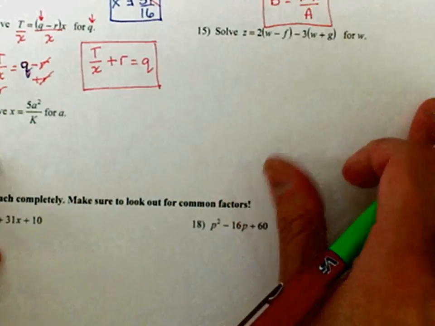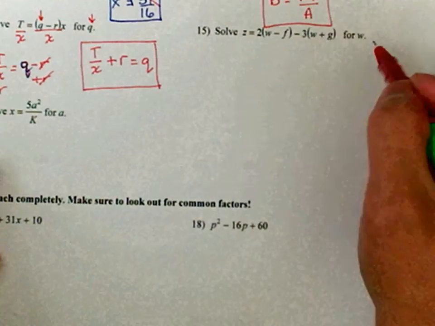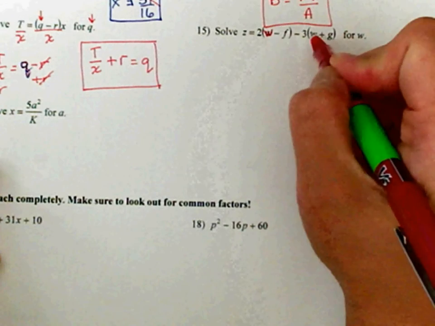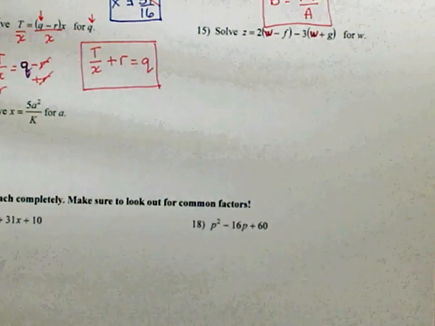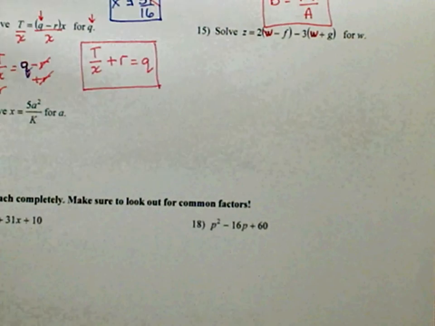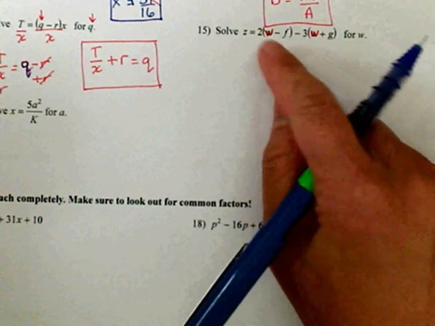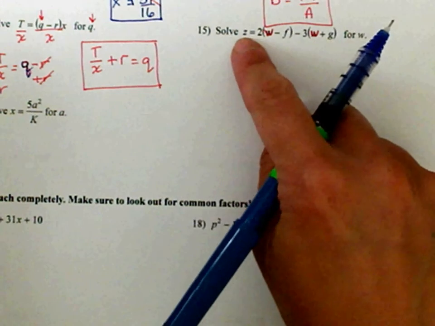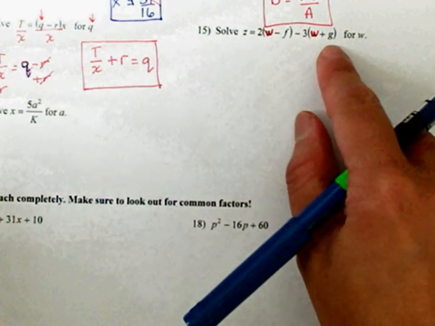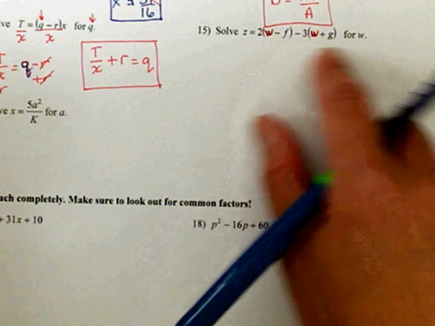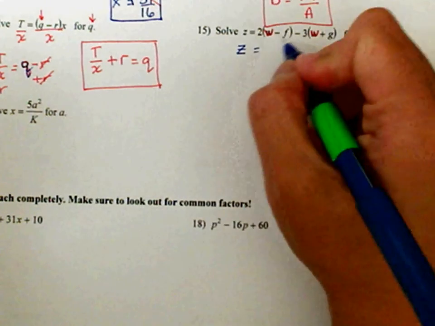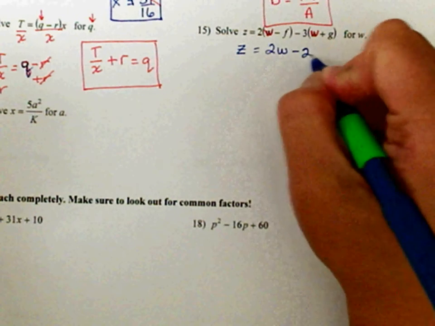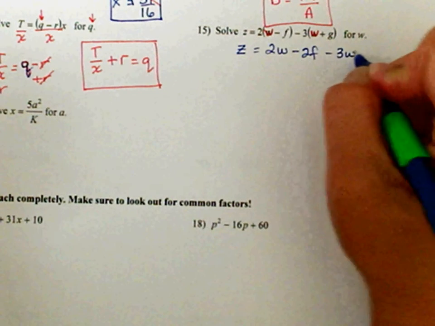Number 15. Let's take a look at 15. You're solving for w. Here's a w, here's a w in two different places. You might want to make them one. But look at the overall problem and then decide. So, right here you could divide by 2, but is that going to help you in any way at all? So the best thing for you to do might be to distribute. So I have my z equal, distribute, 2w minus 2f minus 3w minus 3g.